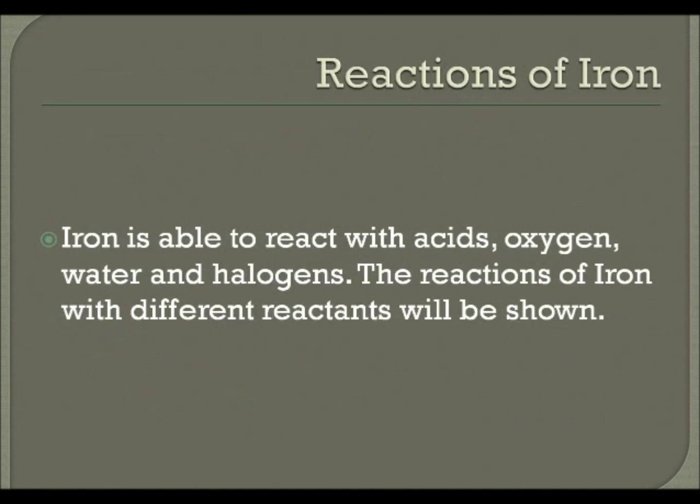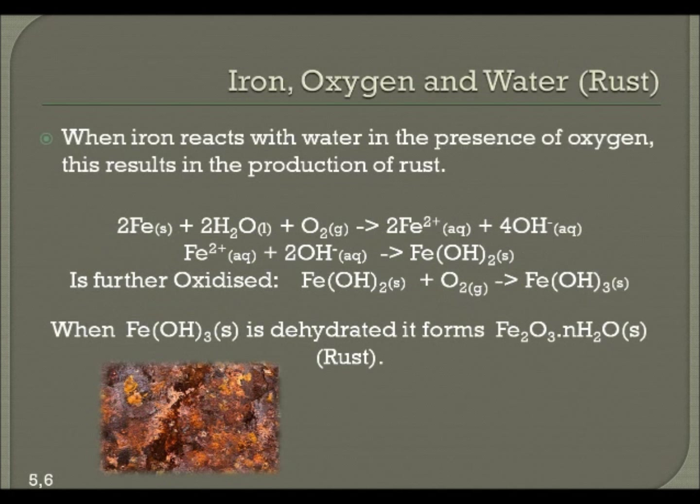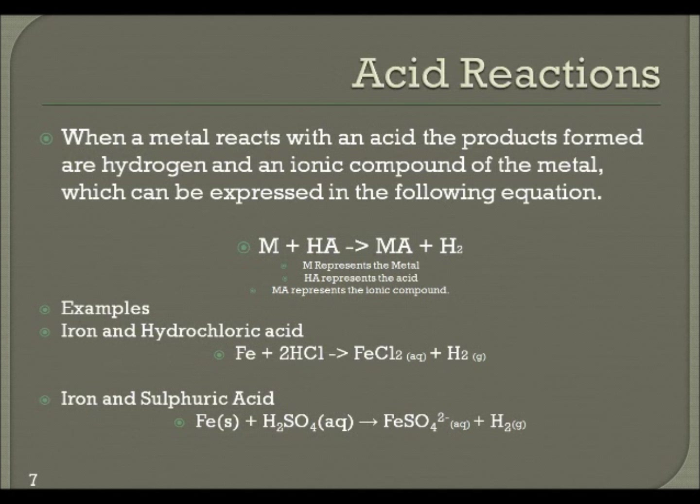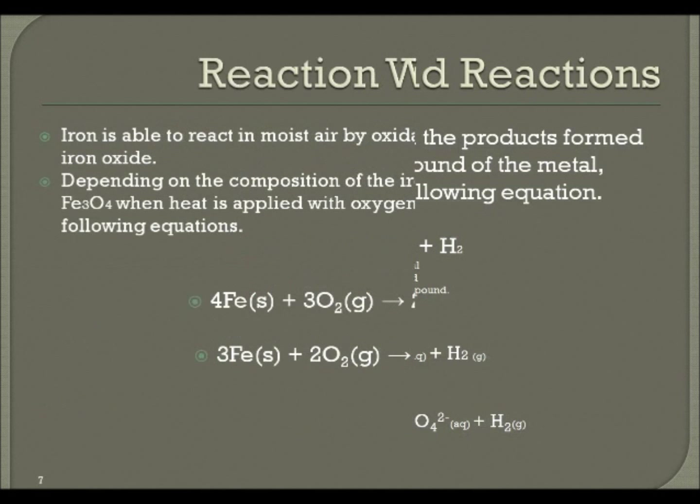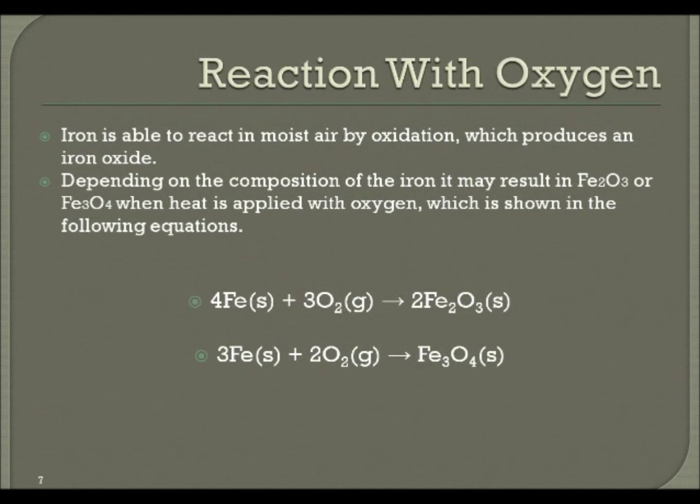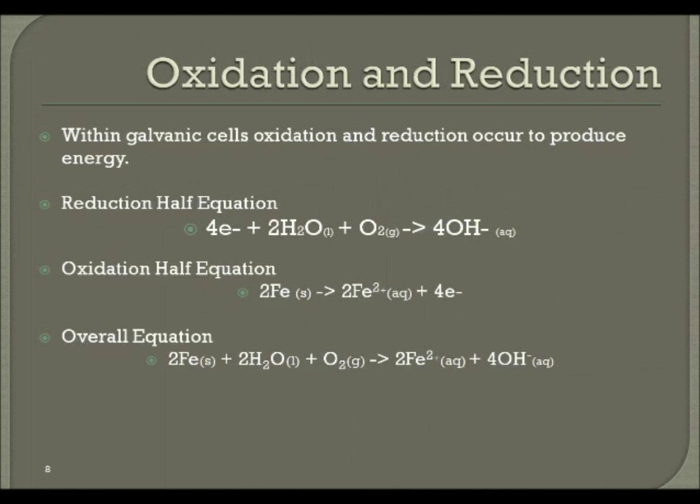Reactions of iron. Iron is able to react with acids, oxygen, water, and halogens. Iron, oxygen, and water reactions form rust, which is shown in the equations below. Acid reactions. When iron reacts with an acid, it forms an ionic compound of the metal and hydrogen. Reactions with oxygen. Iron is able to react in moist air with oxygen to produce iron oxide. Oxidation and reduction reactions are shown below.